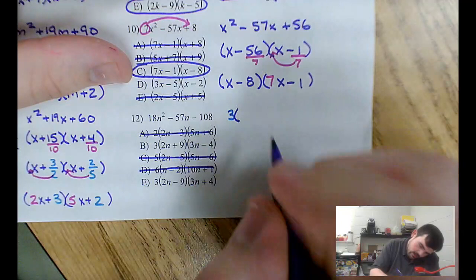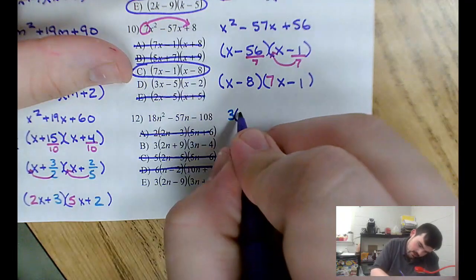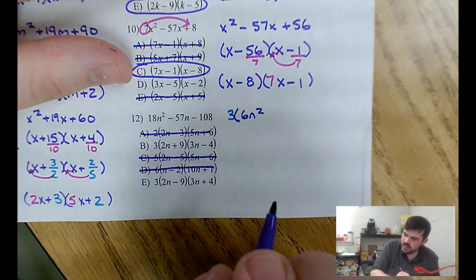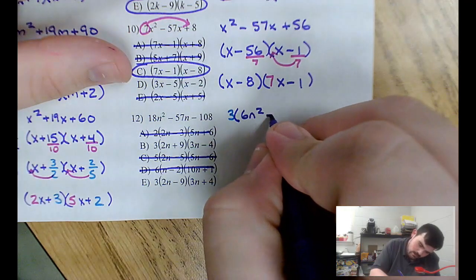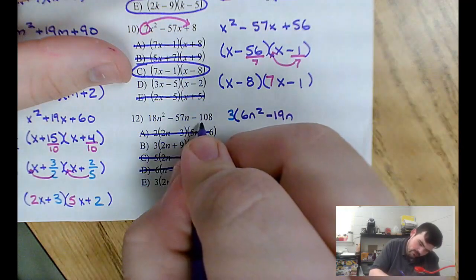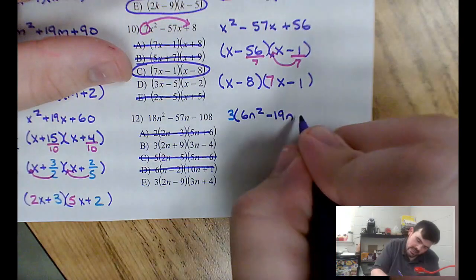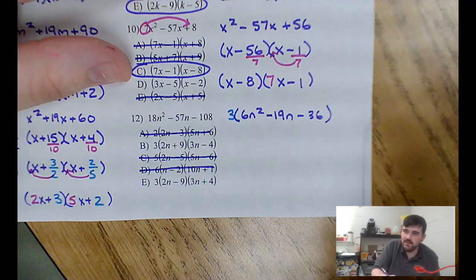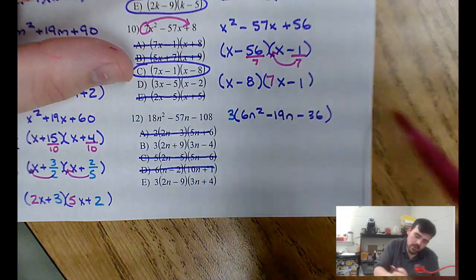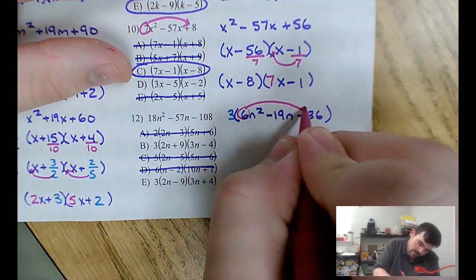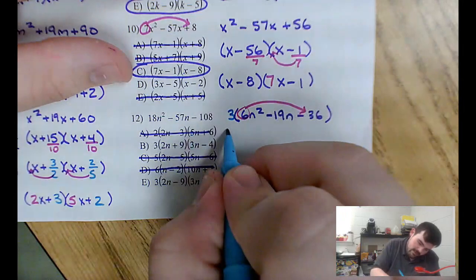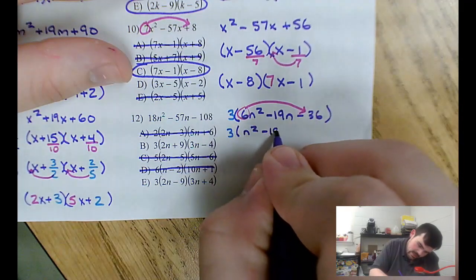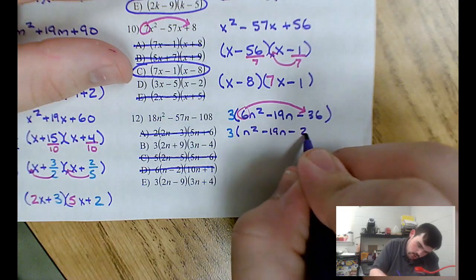and get left with, let's see, 18n squared divided by 3 is just 6n squared. Negative 57n divided by 3 is negative 19n. And negative 108 divided by 3 is negative 36. Now, there's obviously no more GCF. I took the greatest common factor out. So, slide and divide. Slide that 6 to the back. I'm still going to have this 3 here, but it's going to be times n squared minus 19n minus 216.